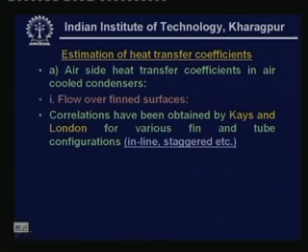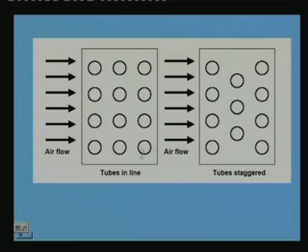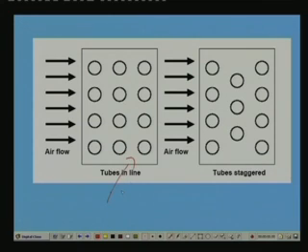So, correlations have been obtained by Kays and London for various fin and tube configurations for both inline as well as staggered arrangements. Okay. So, what is inline and staggered arrangements? This is tubes in line. Okay. So, you can see that tubes in adjacent rows, they are in line. Okay. So, this is inline arrangement, whereas here the adjacent tubes are not in line.